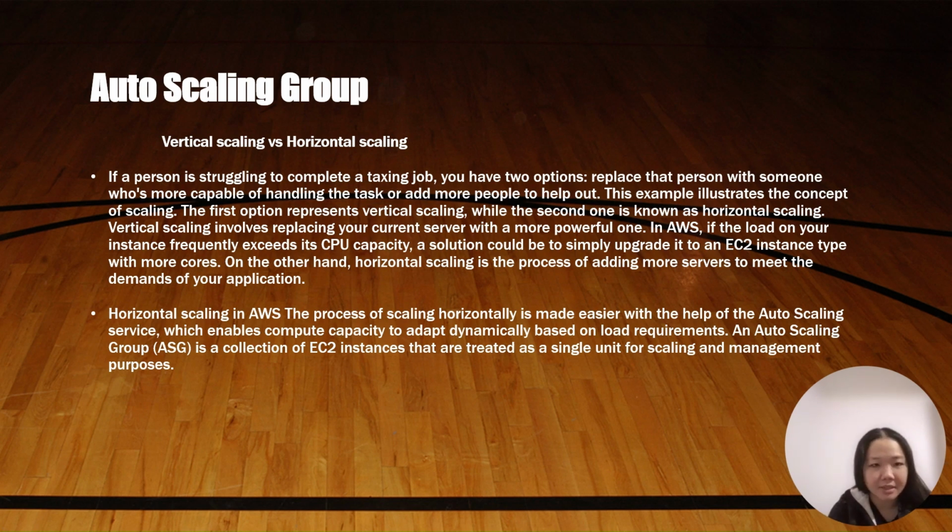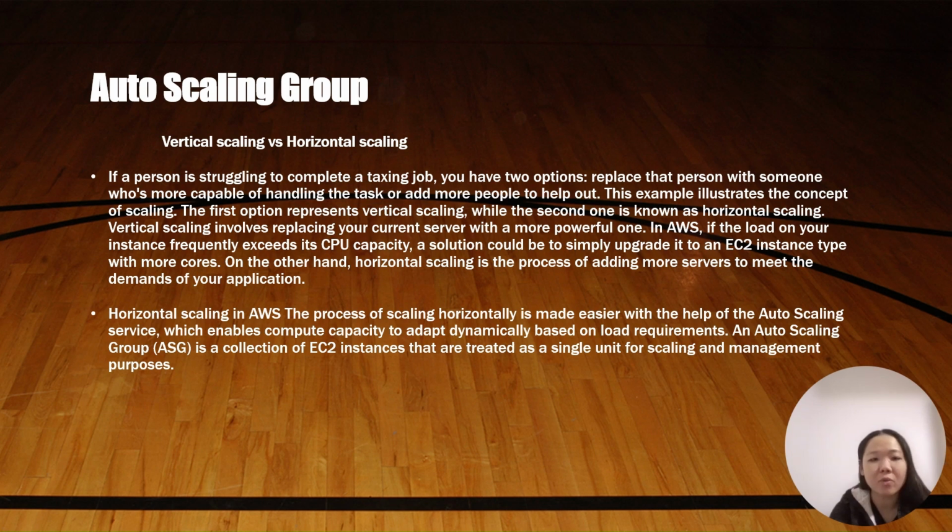Okay, let's see Auto Scaling groups. Let's see the difference between vertical scaling and horizontal scaling. If a person is struggling to complete a taxing job, you have two options: replace that person with someone more capable of handling the task, or add more people to help out. This example illustrates the concept of scaling. The first option represents vertical scaling, while the second one is known as horizontal scaling.